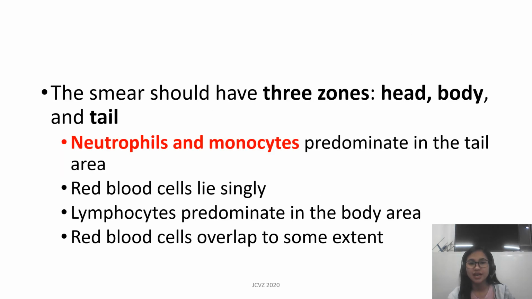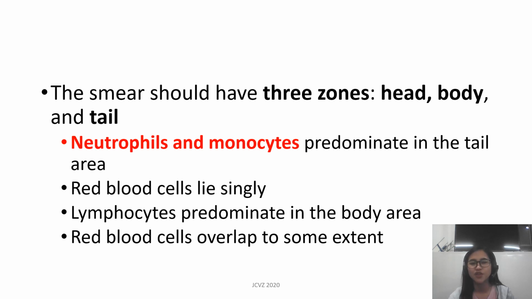Our well-stained and well-prepared peripheral blood smear should have three zones or three parts. We have the head, the body, and tail. So what types of cells are seen in these different areas of our smear? We have our neutrophils and monocytes. These are white blood cells. They usually predominate in the tail area. Then our red blood cells lie singly, meaning to say there is a space or distance between your red blood cells. Lymphocytes predominate in the body area, and red blood cells overlap to some extent.